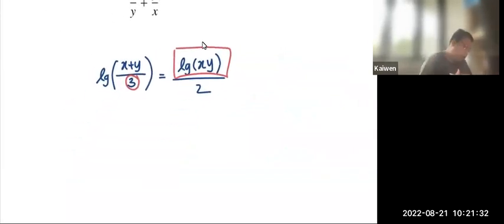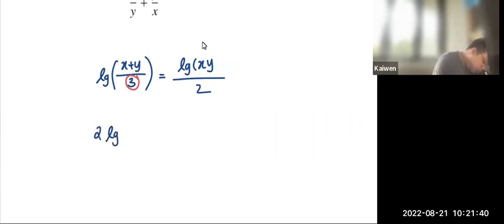Now, of course, on the right-hand side, there's a random 2 in the denominator. I don't want that. I want to get rid of it. So I'm going to throw the 2 over. I'm going to get log of (x plus y) over 3 equals log xy.